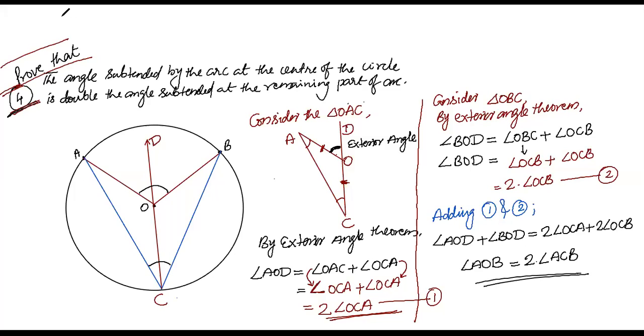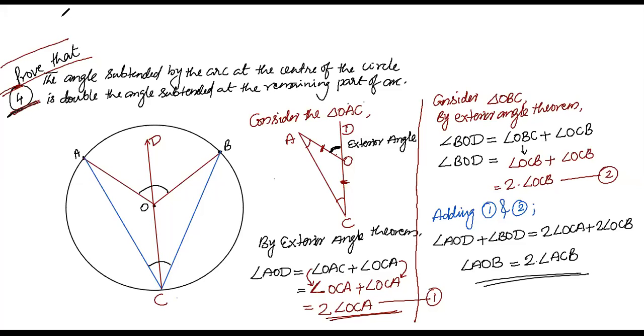Consider each triangle. First we are considering triangle OAC. Triangle OAC is drawn there. In that, angle AOD is the exterior angle. So in this theorem we can apply the exterior angle theorem. By the exterior angle theorem, the exterior angle is equal to the sum of the opposite interior angles. Therefore, angle AOD is equal to angle OAC plus angle OCA.